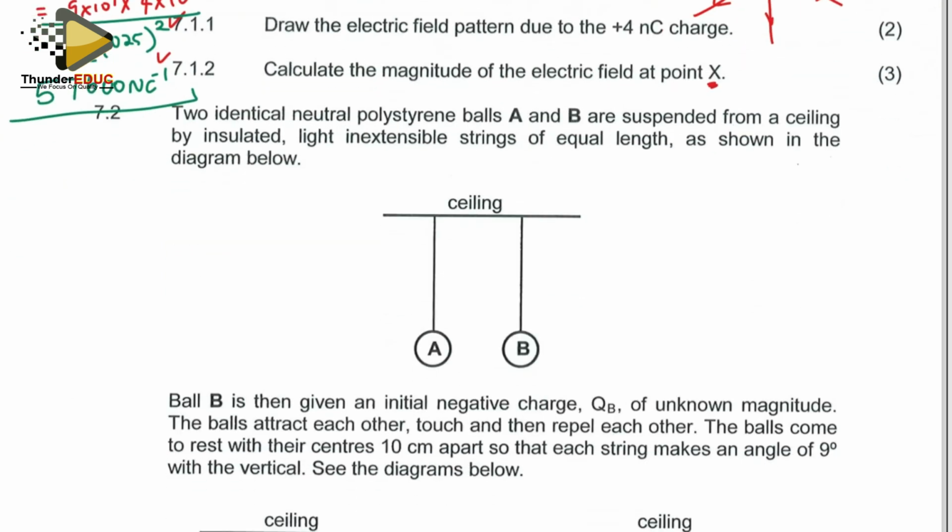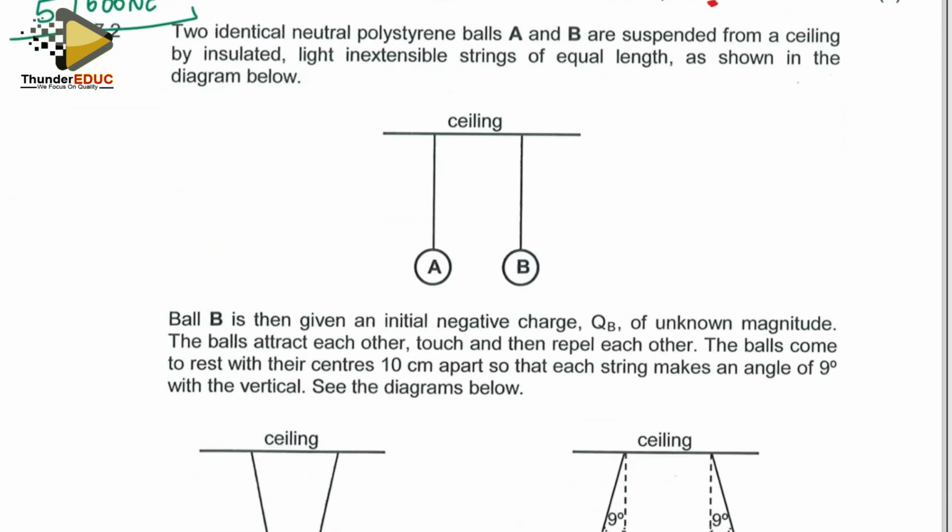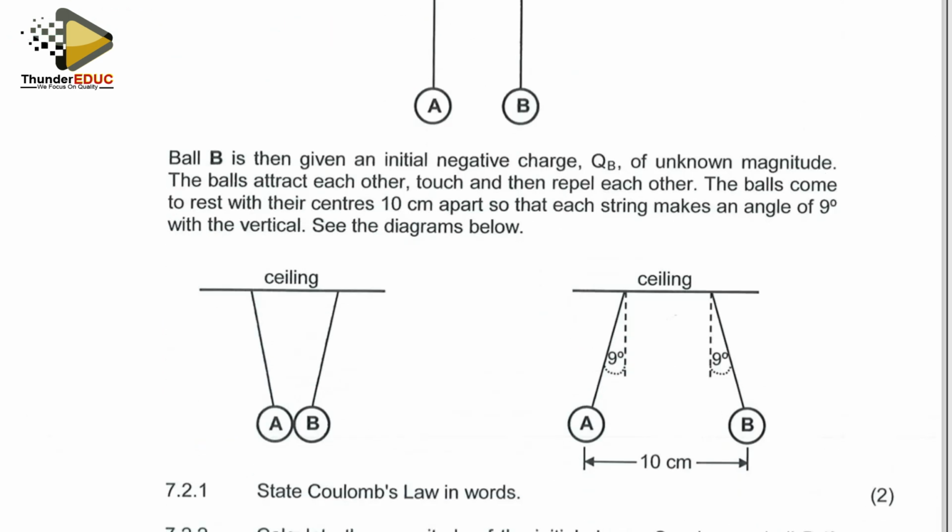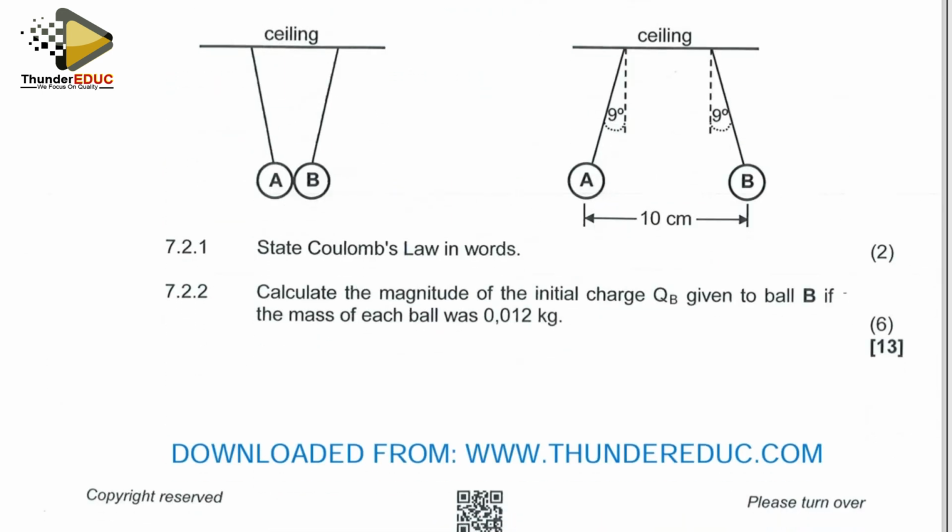Okay, then 7.2. Two identical neutral polystyrene balls A and B are suspended from a ceiling by insulated strings of equal length as shown in the diagram. Okay, they are hanging nicely. And ball B is given an initial negative charge of QB, some unknown magnitude. Then the balls attract each other, touch, then repel each other. Okay, and they come to rest with centers 10 centimeters apart, so that each string makes an angle of 9 degrees with the vertical, as we can see that.